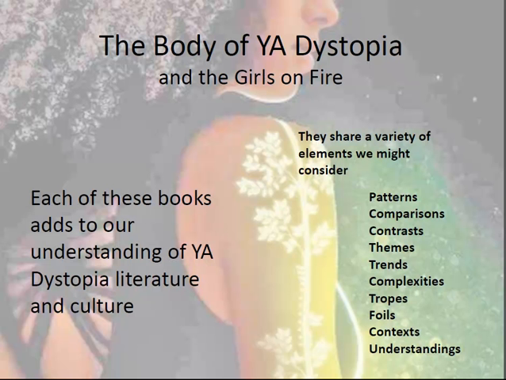So these books and others make up this body of YA dystopia and The Girls on Fire. Each of these books is going to add to our understanding of YA dystopia literature and culture. And there's a variety of elements that they share that we might look more closely at through our work: different patterns and comparisons, contrasts, themes and trends and complexities, different tropes, foils, contexts, understandings, so much richness here, and I really look forward to looking at these more closely with you this semester.